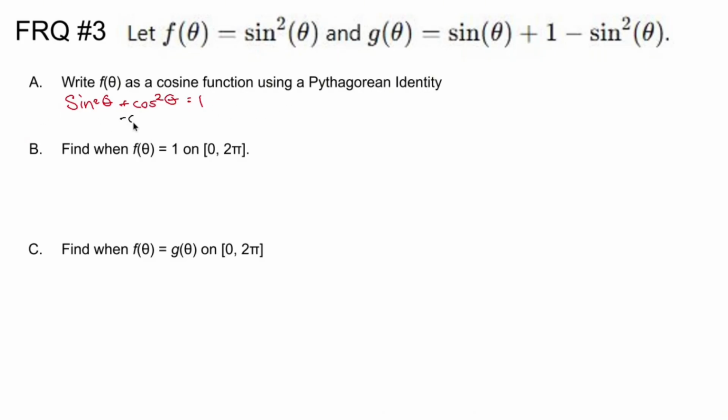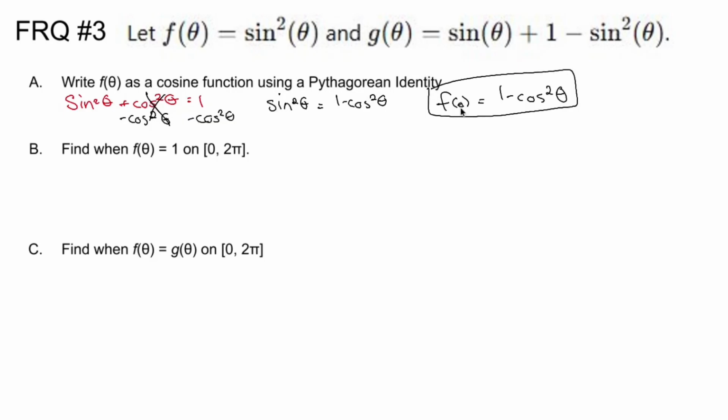Now what we would do is subtract cosine squared theta from both sides. That cancels it out on the left, and that leaves us with sine squared theta equals 1 minus cosine squared theta. So we can rewrite f of theta as 1 minus cosine squared theta. And that's how you do A. All right?